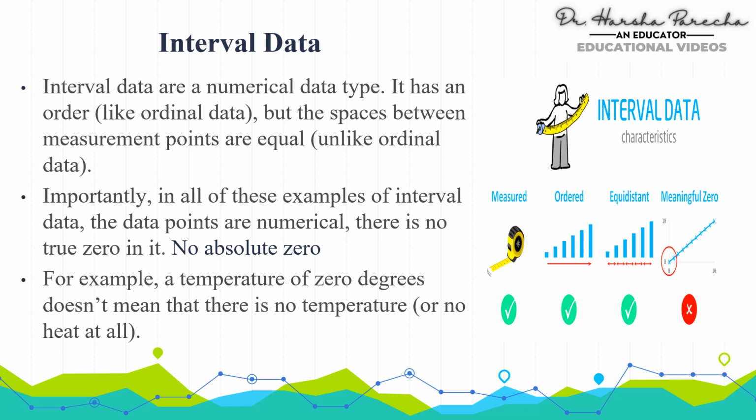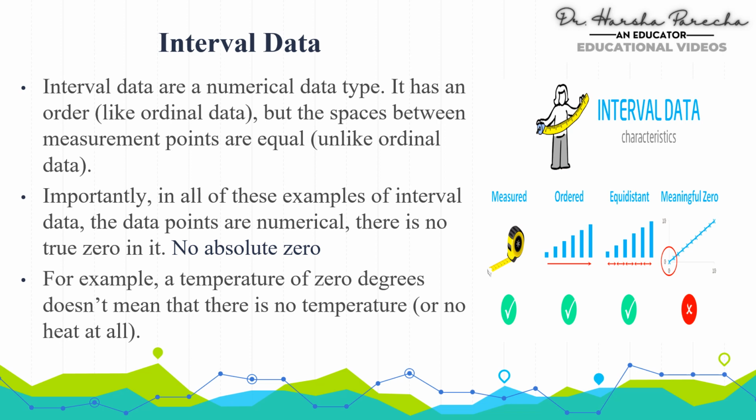Of course, it is a numerical type of data. The second is ordered: yes, we can give them ranking, we can give them order. Equidistance: the distance between two variables or two points is equal. And the last one is that there is no meaningful zero in it. I hope you understood interval data.